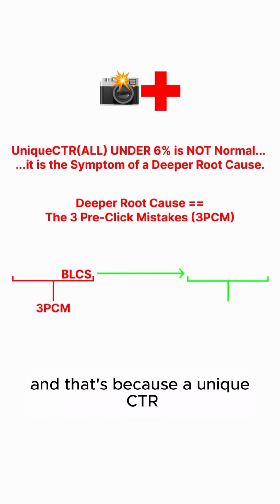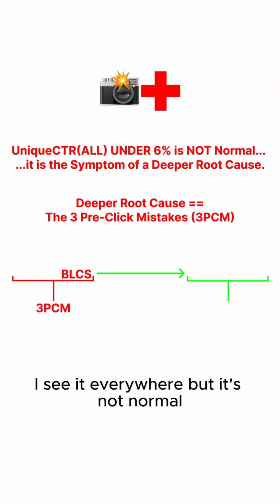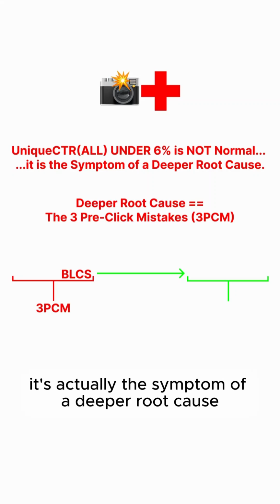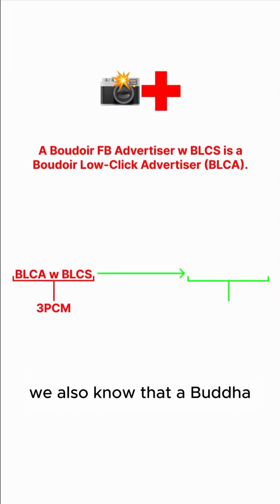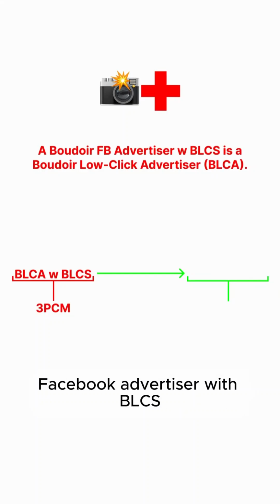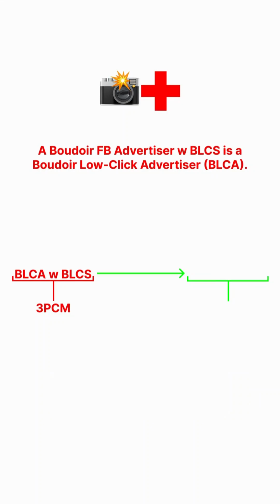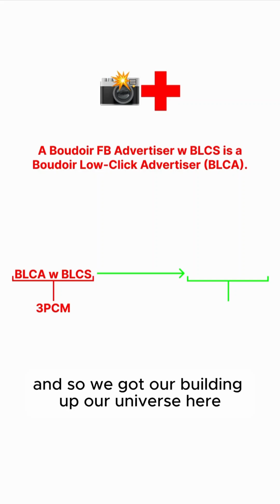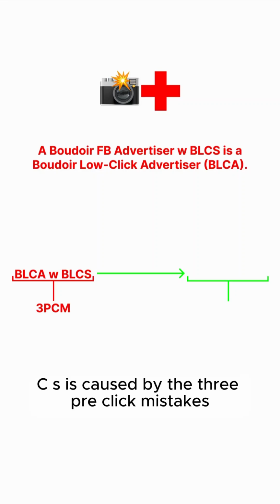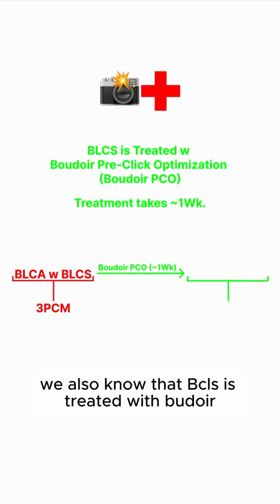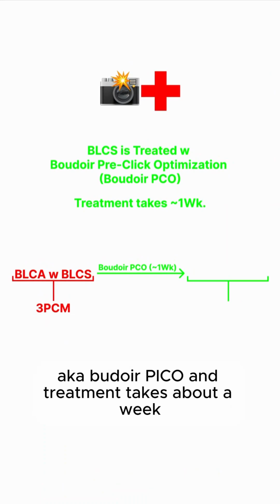And that's because a unique CTR all under 6% is not normal. It's super common, I see it everywhere, but it's not normal. It's actually the symptom of a deeper root cause, and that deeper root cause is the 3 pre-click mistakes. We also know that a Boudoir Facebook advertiser with BLCS is a Boudoir low-click advertiser, a BLCA. And so we're building up our universe here. A BLCA with BLCS is caused by the 3 pre-click mistakes. We also know that BLCS is treated with Boudoir pre-click optimization, aka Boudoir Pico, and treatment takes about a week.